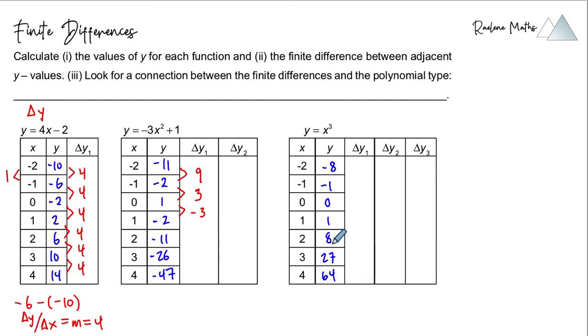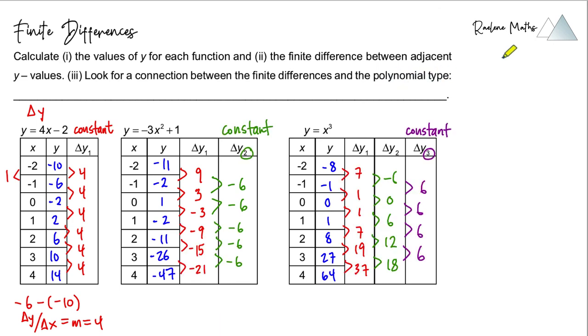The goal is to keep taking finite differences until you come up with a constant. And so we already came up with a constant for the linear after one finite difference. If we see that we don't have a constant finite difference yet, we would come up with another finite difference of 3 minus 9, which is negative 6. And then the next one, negative 3 minus 3 is negative 6. So go ahead, pause the video, and fill in the rest of the table, and then look for a connection between the finite differences and the type of polynomial that we have.